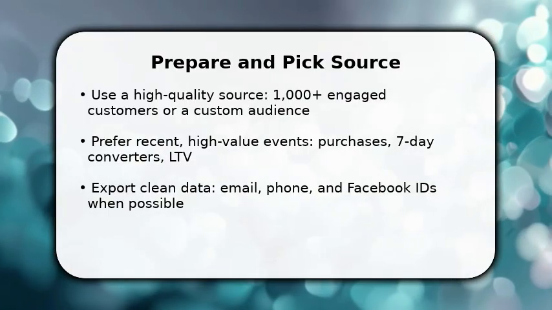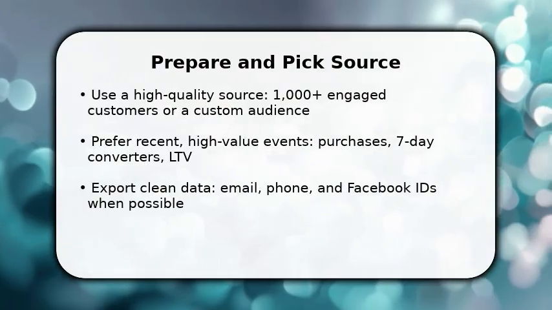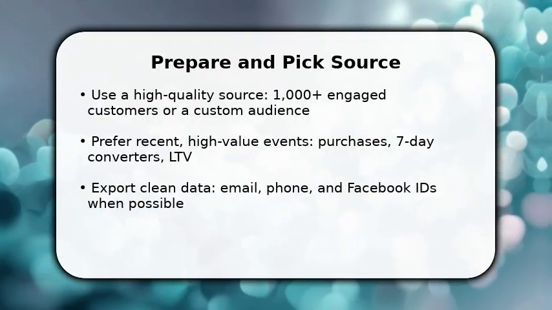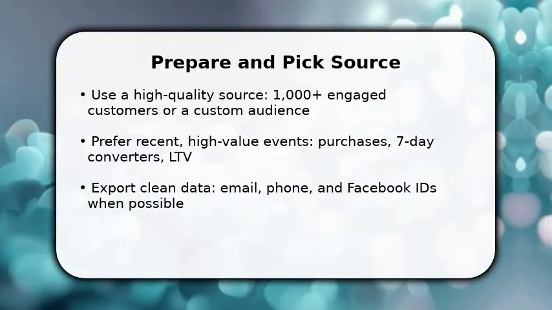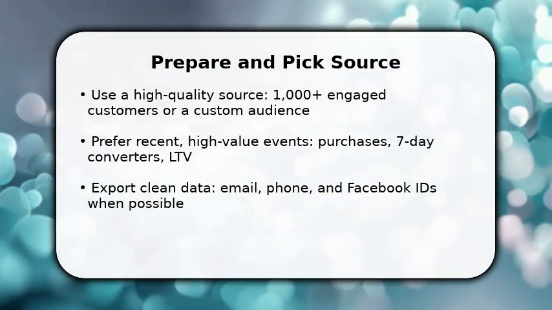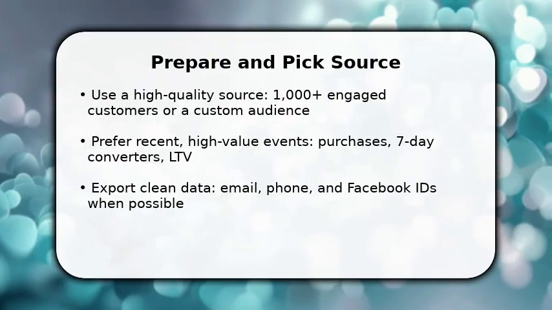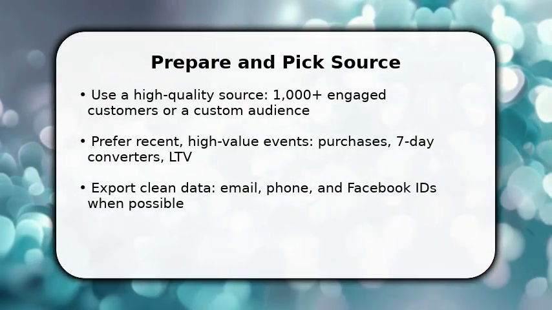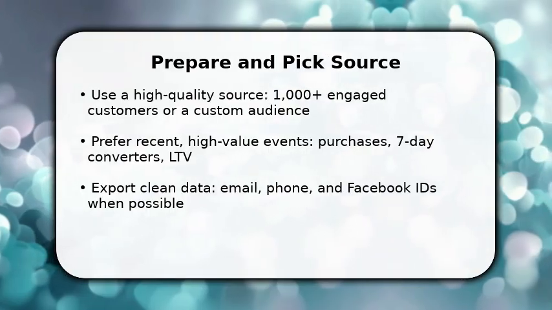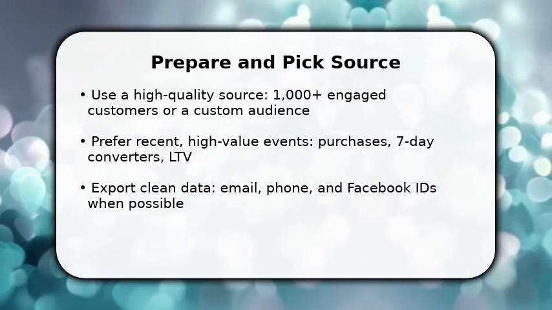You start by gathering a clean, high-quality source audience because the algorithm copies signals from it. Once you have 1,000 plus recent converters or a customer list with LTV, upload it as a custom audience in Events Manager or Audiences. Make sure identifiers like emails and phones are formatted correctly. This raises match rate. After upload, wait for completion and verification.